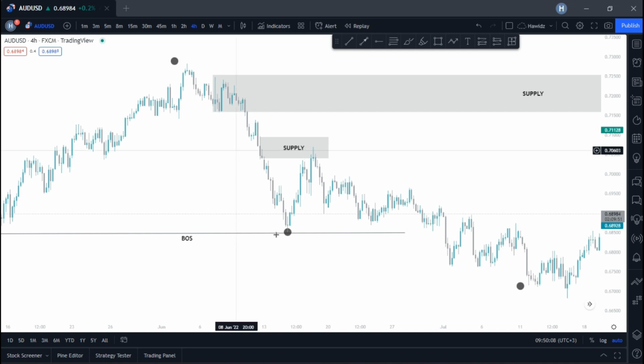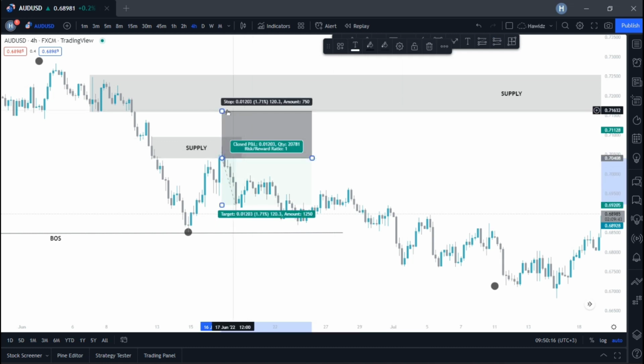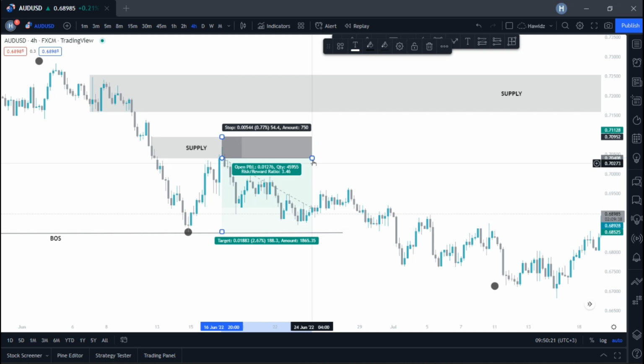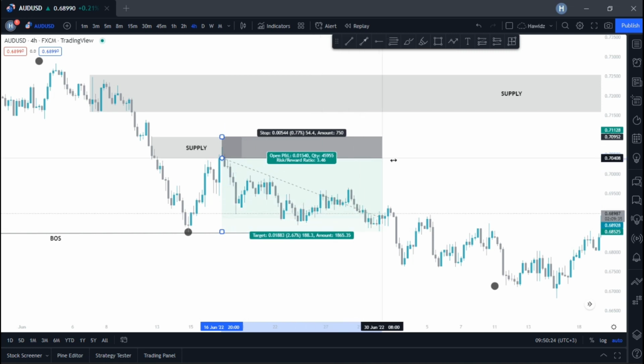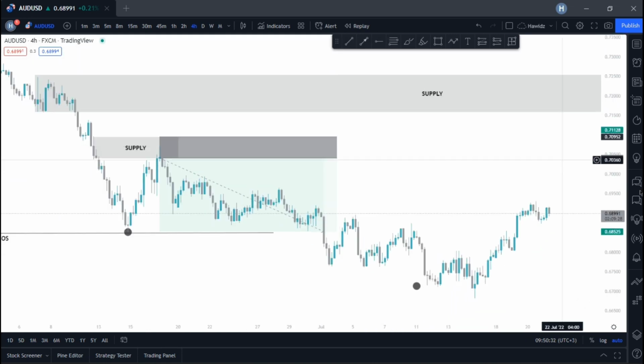Boom. So that's your supply. So a supply has been mitigated. Lo and behold, this is your entry. Boom, your entry there. Your stop loss is above the high, and you're looking to target the low, with that being your next liquidity run. So price goes until there, your take profit is hit.